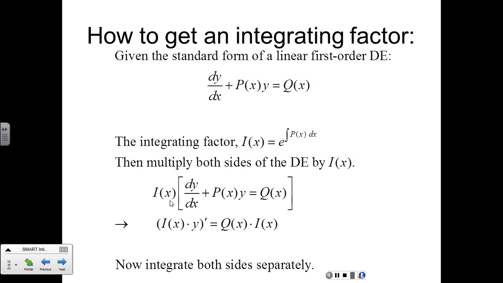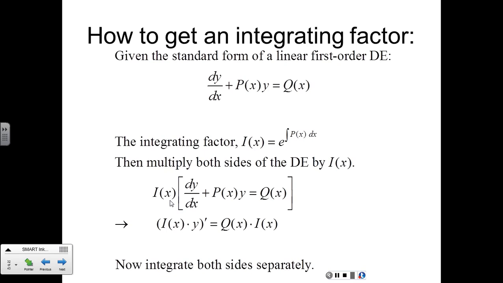What would happen when I integrate that? If I integrate something that's prime. A prime means a derivative, right? What happens if you integrate a derivative? It just goes away. It's like undoing it. Then you integrate this side also. Now integrate both sides separately. So, this is the steps.